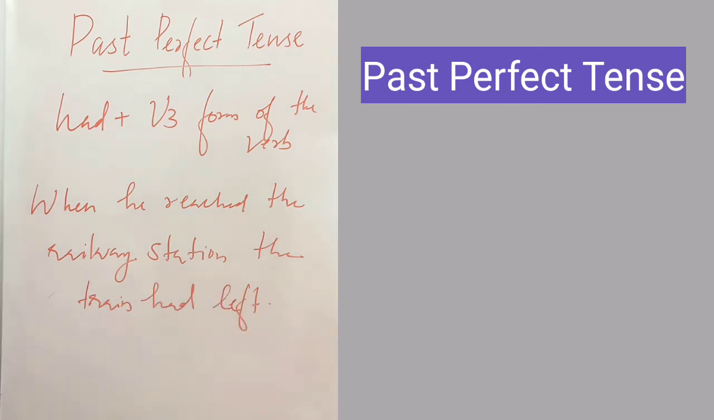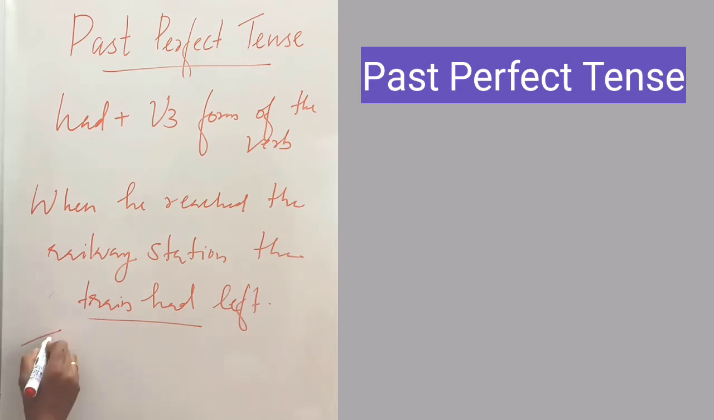Please look here. The first action is the train had left. Second action is he reached the railway station. Actually, he was late, so he didn't get the train. In this sentence, we use past perfect tense to denote the first action. When he reached the railway station, the train had left.